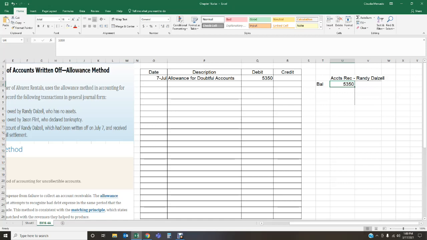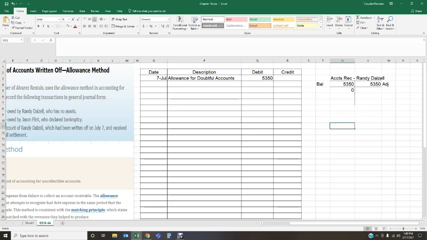Randy's broke. We can't get a hold of him. We're not gonna collect. But we need to clear this receivable because it's been sitting in our books for 300 days. It's been a long time. Randy is not gonna pay us. So if I need to clear this receivable off of my books, what do I need to do? If I need to zero it out, well, you need to do the opposite. I'm going to credit my accounts receivable for $5,350. And then that's going to give me a balance of 0.